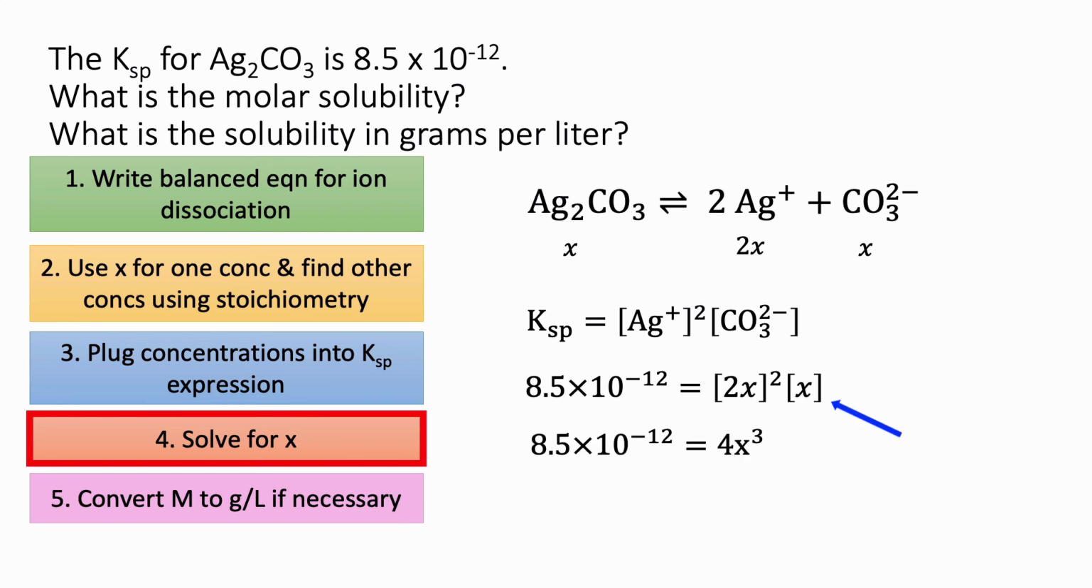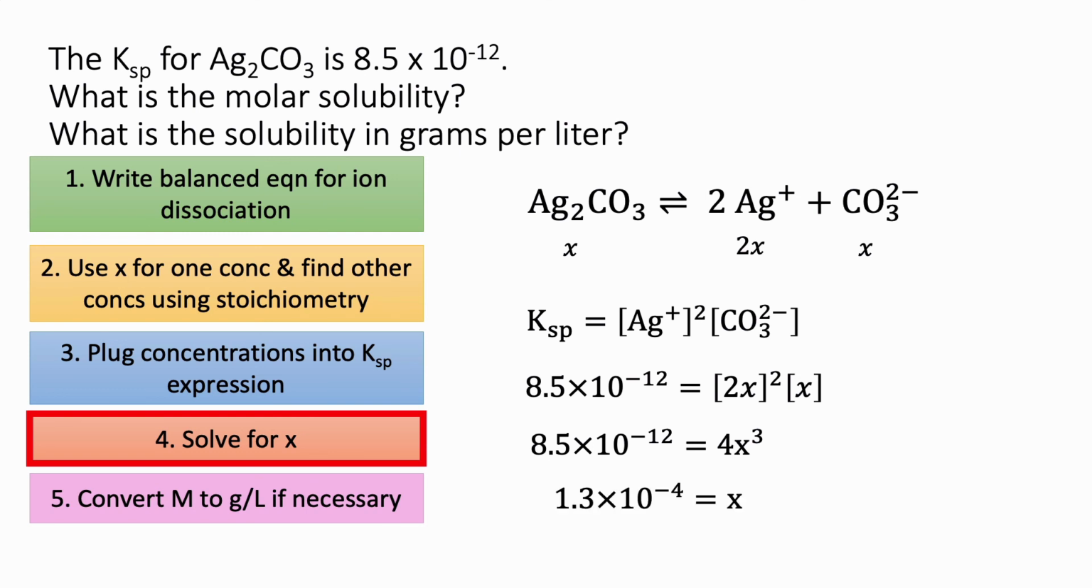Everything on the right side here ends up being 4X cubed when you multiply that all together. Note that the quantity 2X squared means you have to square everything in the parentheses, or the brackets in this case. So you're squaring X, but you're also squaring 2. That is probably the number one problem I see when people try and do this sort of problem. So make sure you always square what's inside the brackets.